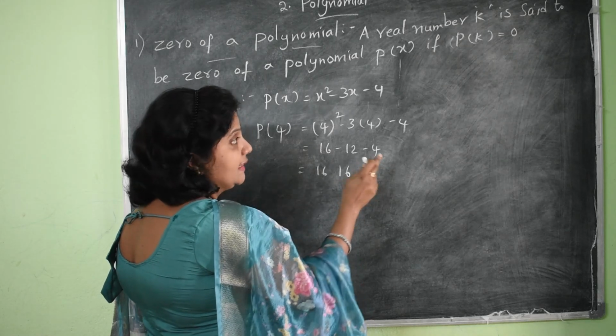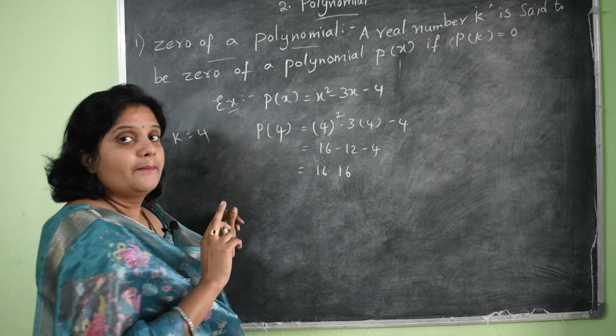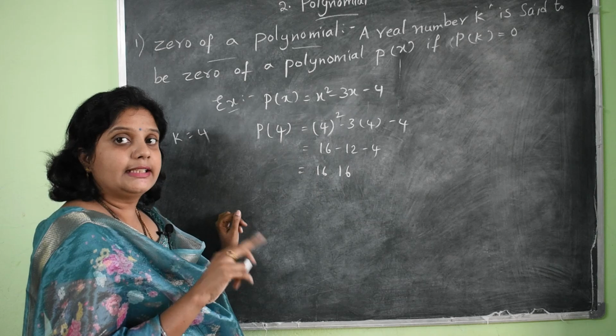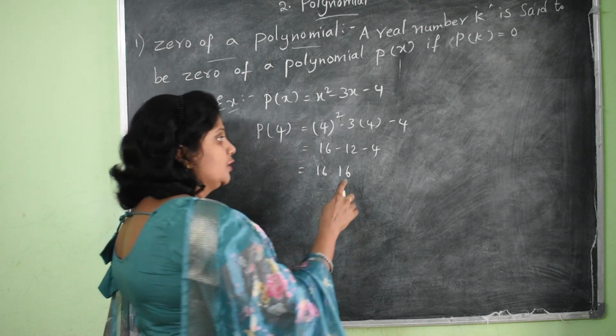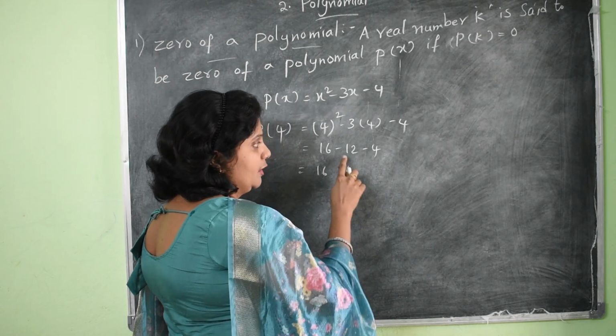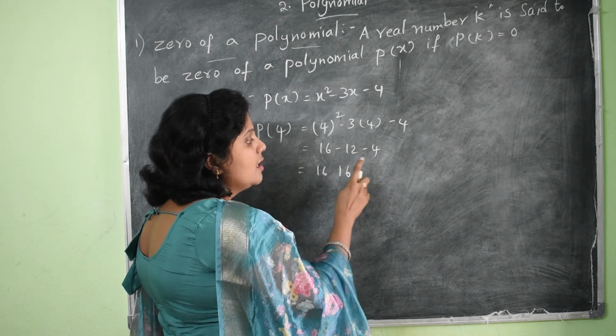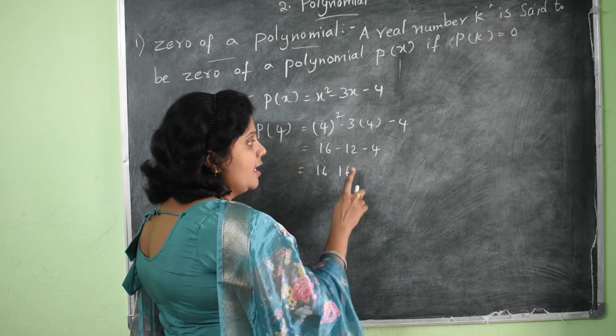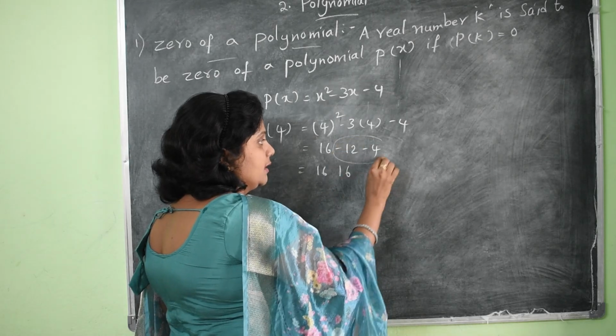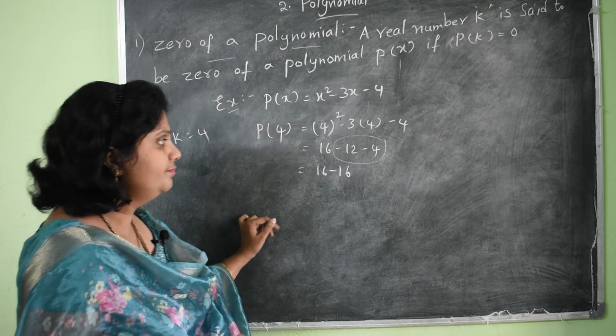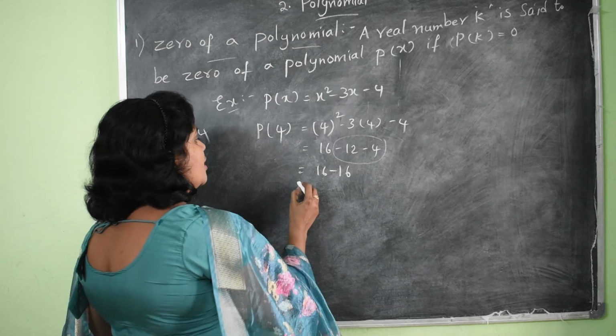So 12 plus 4 is 16. Why? Because same sign means addition, and keep the sign. Both are the same sign, that is minus, so I added and kept 16. But what is the sign of these two numbers? Minus. So I am keeping that. So 16 minus 16 is 0.